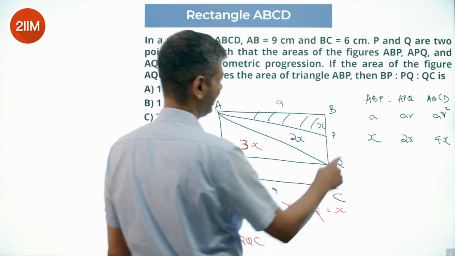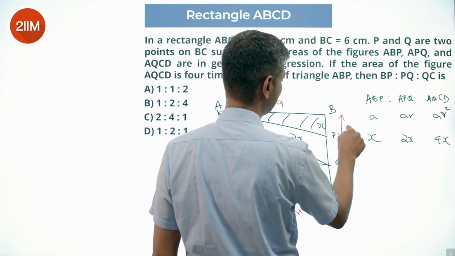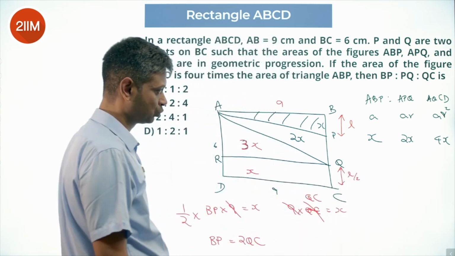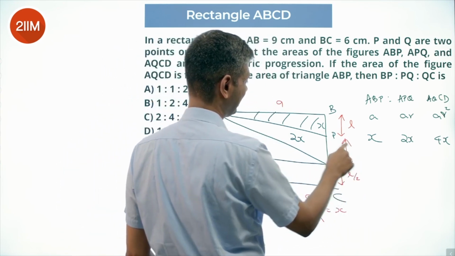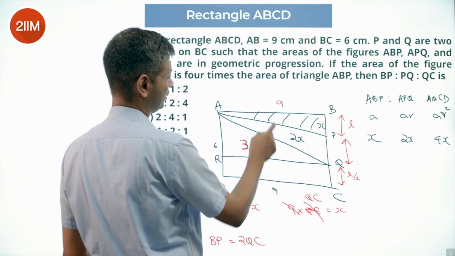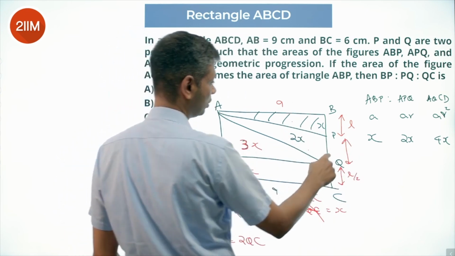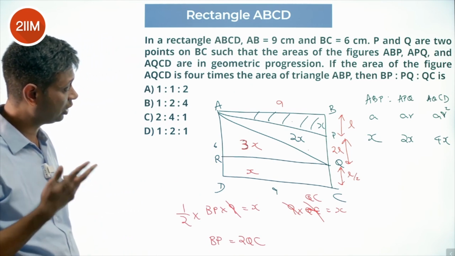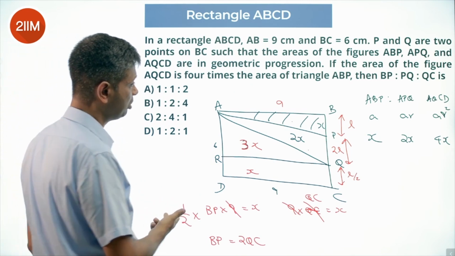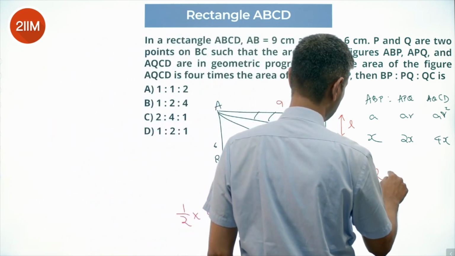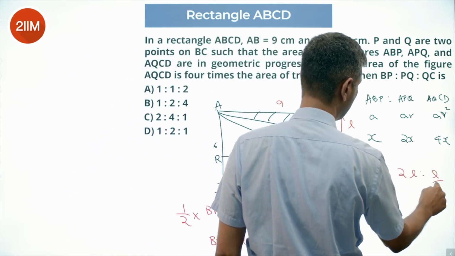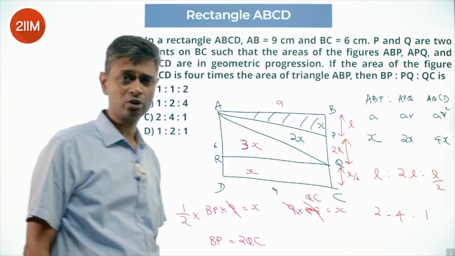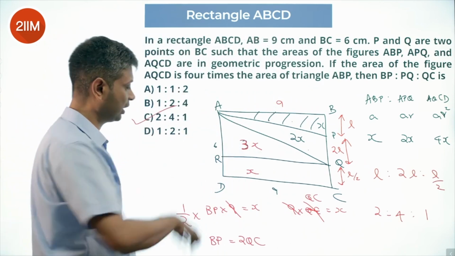Let's say this length is L, this length is L by 2, half of that. The area is half into base into height. This is x, this is 2x, the height is the same, so this should be 2L. We want to find the ratio BP is to PQ is to QC, which should be L is to 2L is to L by 2, or multiplying by 2, 2L is to 4L is to L, which is 2 is to 4 is to 1. Yep, that is our answer choice.